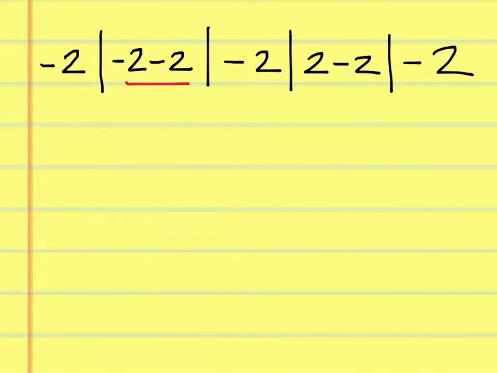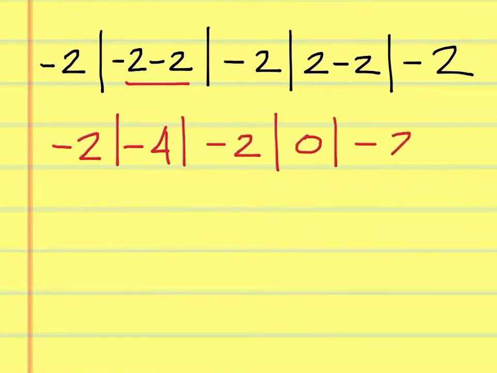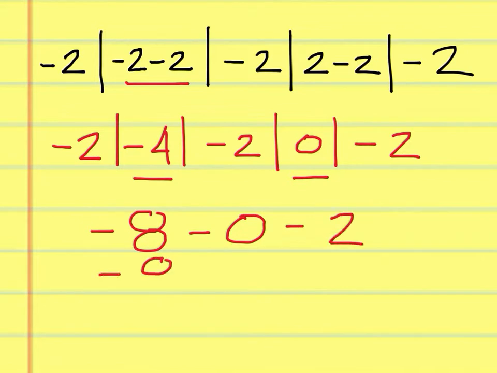Inside of this absolute value bracket, you will have a -4. And in the other one, you will have 0. The absolute value of -4 is +4, times a -2 is -8. The absolute value of 0 is 0, times 2 is still 0. So now we have -8 minus 0 is -8, and then minus 2 is -10.